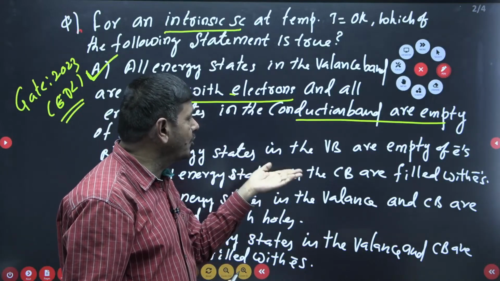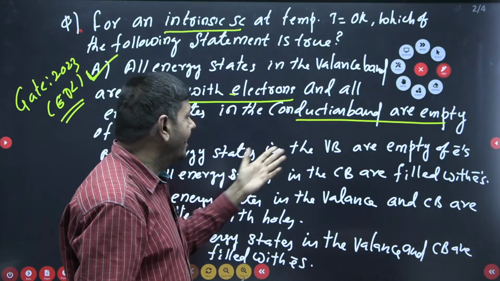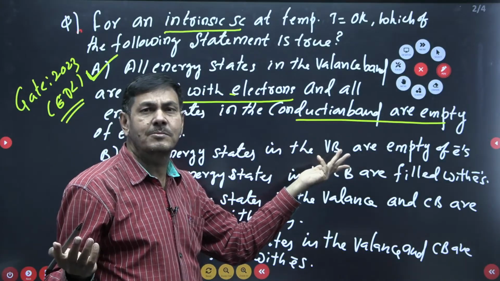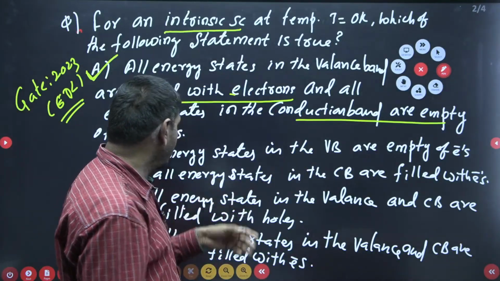But in the second option, you watch: the valence band is empty of electrons. Impossible. We cannot find that. Bonds are not broken down, so we cannot say it is empty. Even the third one, you watch it now.